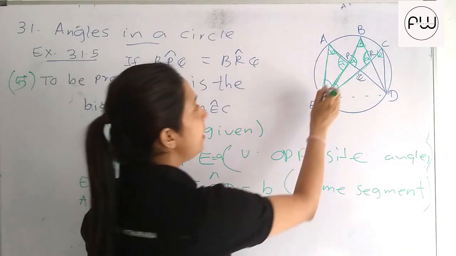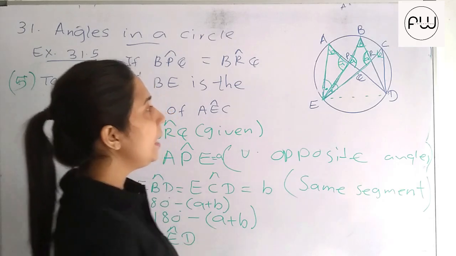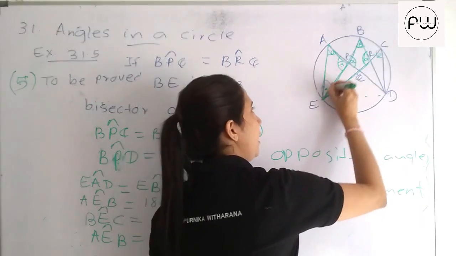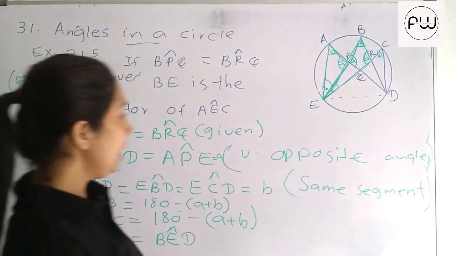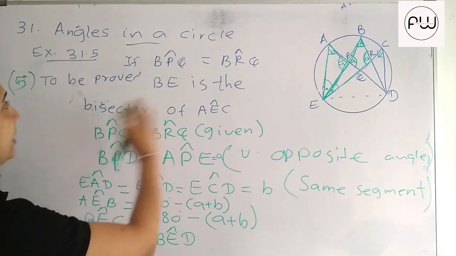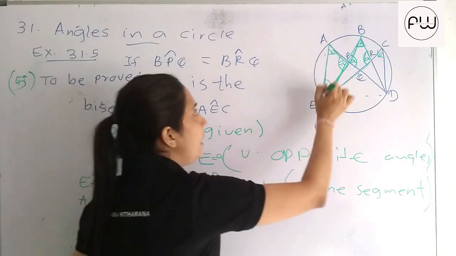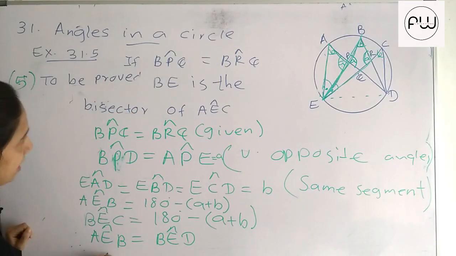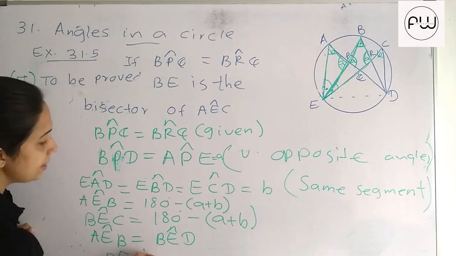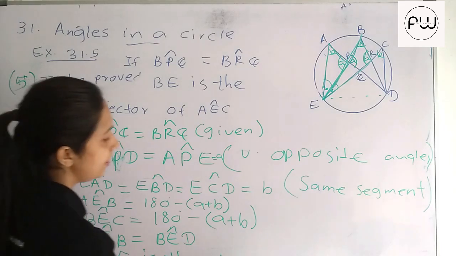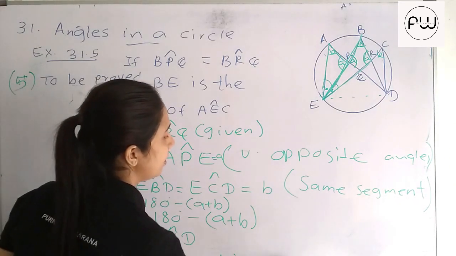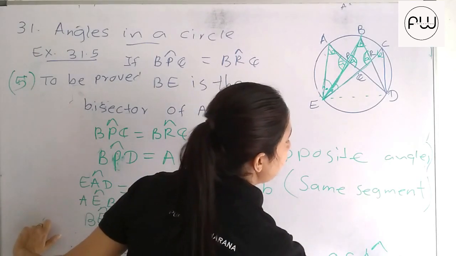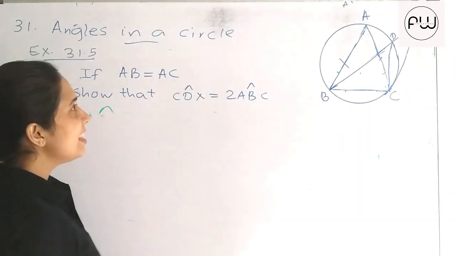Now these two angles got equal. Then if these two angles are equal, we can say EB is the bisector of angle AEC. Therefore BE is the bisector of AEC. Okay, let's see the next one.